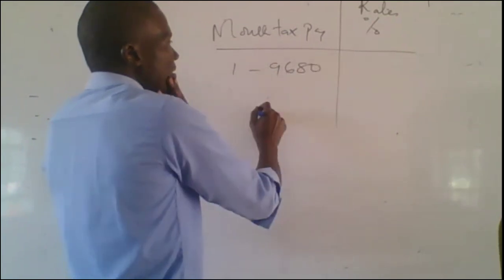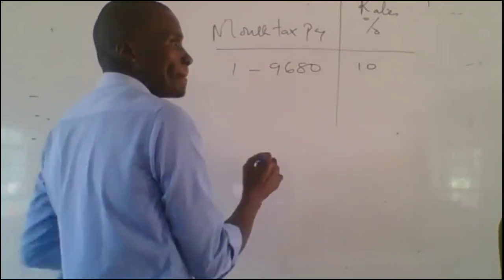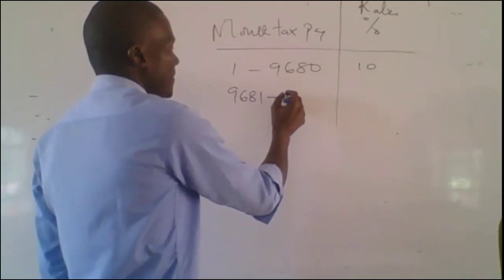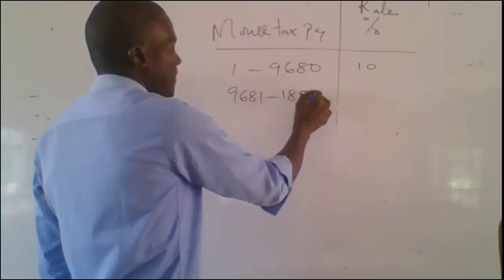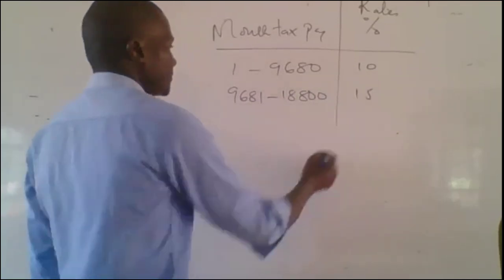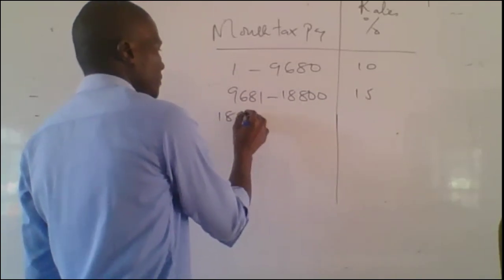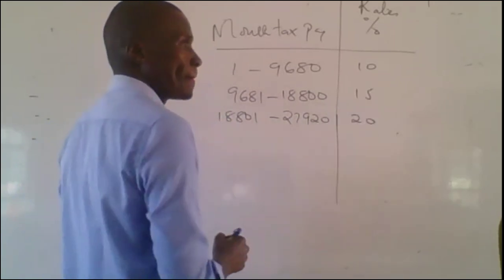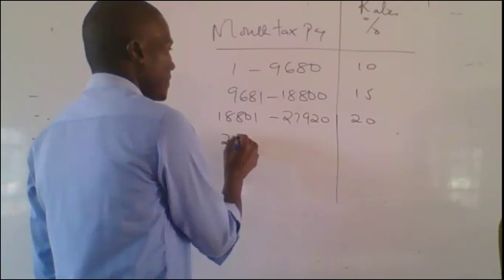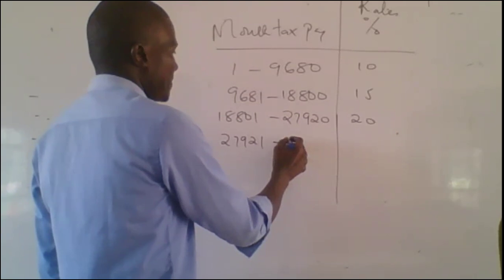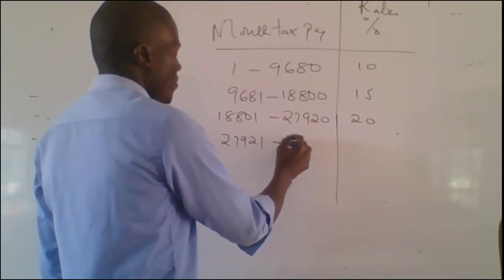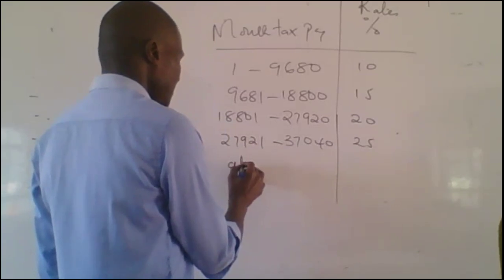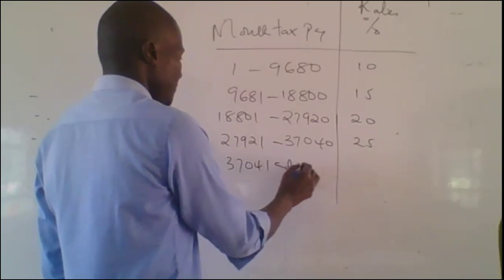9,680, and at the tax rate we have 10. Another one, we have 9,681 to 18,800, rate 15. Another one is 18,801 to 27,920, rate 20. Then we have 27,921 to 37,040, rate 25. Then 37,041 and above, rate is 30.